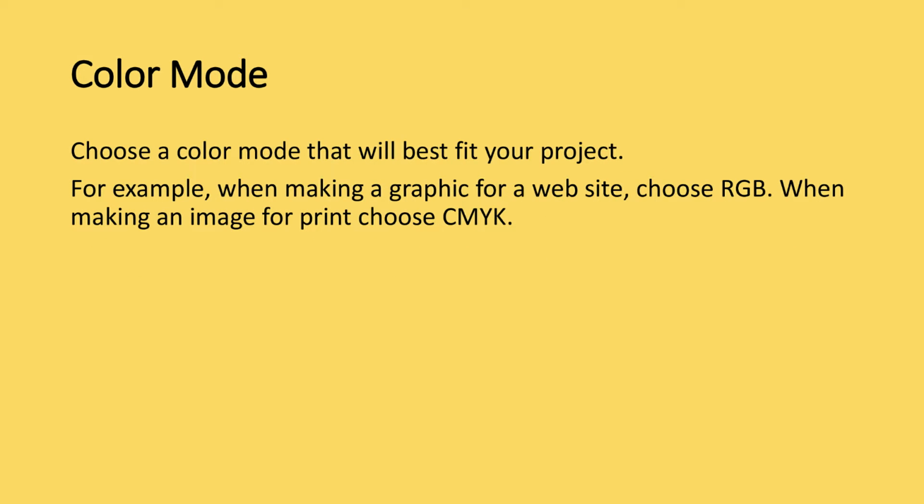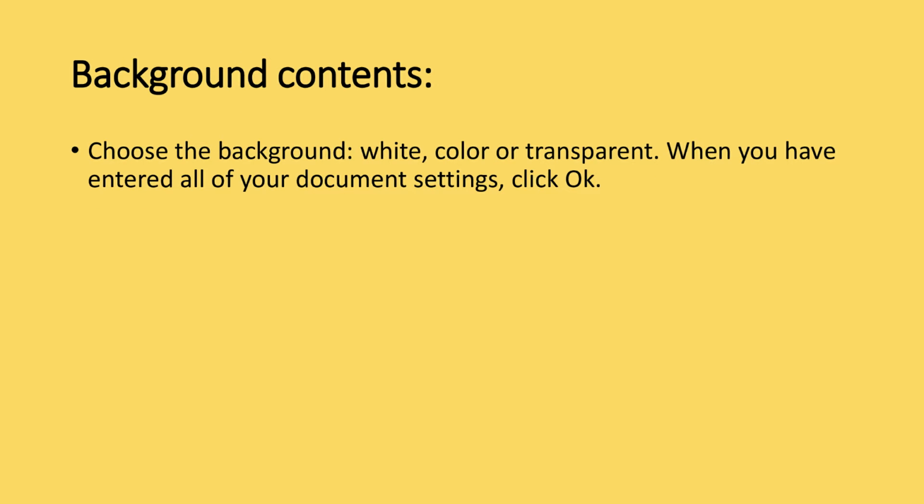Next is color mode. Choose a color mode that will best fit your project. For example, when making a graphic for a website, choose RGB. When making an image for print, choose CMYK. Next is background contents. Choose the background white, color or transparent. When you have entered all your document settings, click OK.